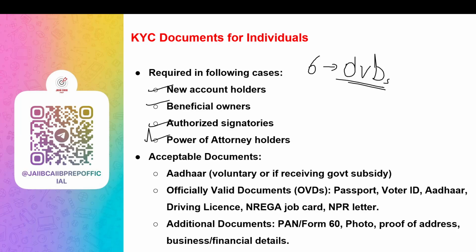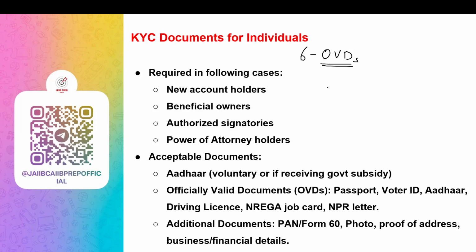Let me erase and write it again. So there are 6 OVDs. What are they? It's important for you to know these OVDs. Number 1, Aadhaar number. The Aadhaar card is an officially valid document.